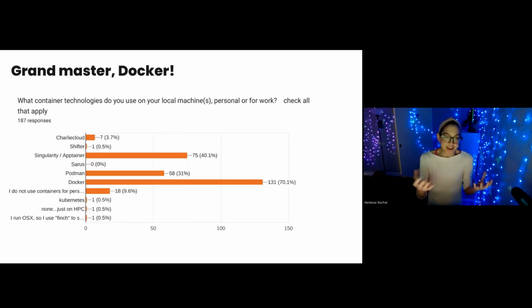Now, what container technologies do you use on your local machine where you have root and all the superhuman powers? Well, it is Grandmaster Docker, of course. This wasn't surprising at all because I also use Docker for everything, and it's exceptional.